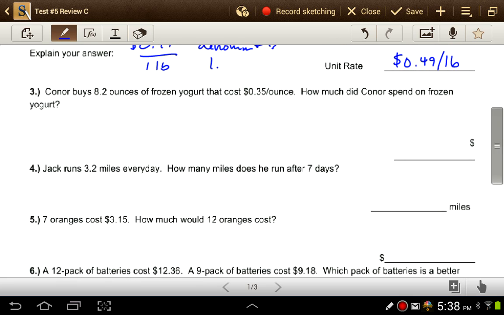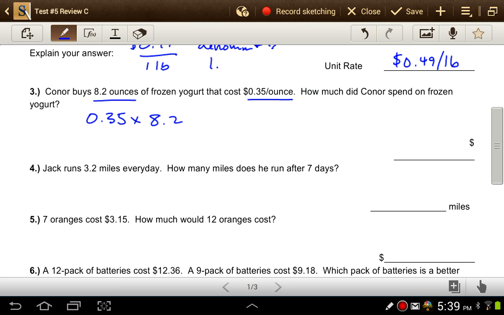Okay, 3, 4, and 5. If you haven't finished these real quick, go ahead and pause the video and do them. Here's the answers, though. Okay, for number 3, if it's 8.2 ounces and it's 35 cents per ounce, I'm just going to multiply those. 0.35 times 8.2. And when I multiply those, I'm going to get $2.87. Just multiply them. Okay. Number 4, same thing. 3.2 miles a day times 7 days a week. So when I multiply those, I am going to get 22.4 miles.